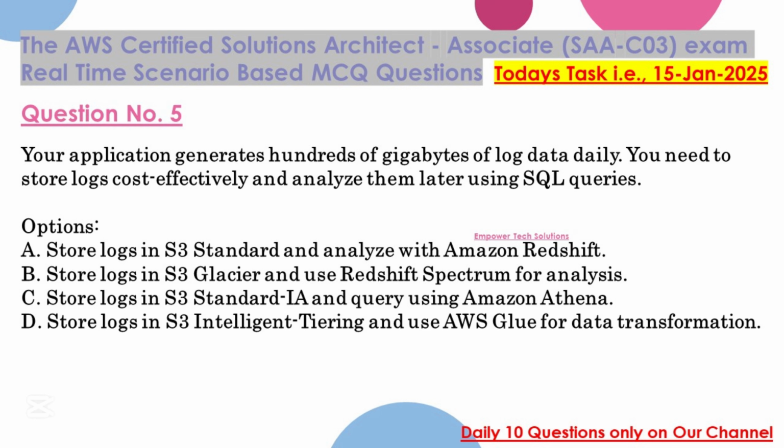Your application generates hundreds of gigabytes of log data daily. You need to store logs cost-effectively and analyze them later using SQL queries. Options: A. Store logs in S3 Standard and analyze with Amazon Redshift. B. Store logs in S3 Glacier and use Redshift Spectrum for analysis. C. Store logs in S3 Standard-IA and query using Amazon Athena. D. Store logs in S3 Intelligent-Tiering and use AWS Glue for data transformation.